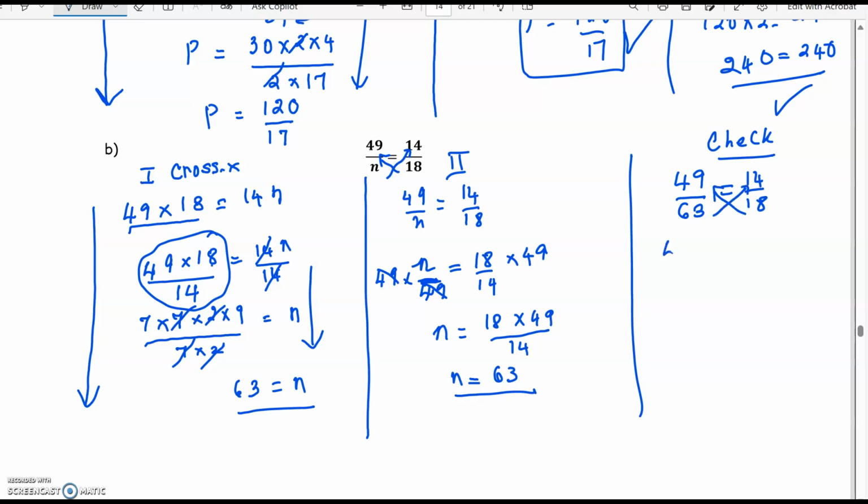Cross multiply. 49 times 18 is equal to 14 times 63. We can simply multiply both sides and find out what the numbers are. So let me do the quick multiplication here. Or I can simply simplify both sides and show that the two fractions are equal. Since we are doing cross multiplication, let's just go along with that.